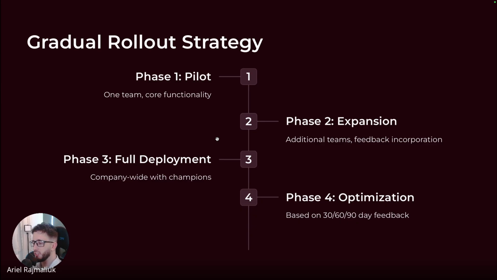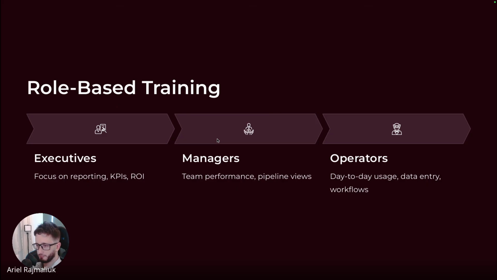There will always be a part of 30, 60, and 90 days where you will need to adjust, because what made sense in your discovery calls won't make sense anymore when you actually test it, or just because things change, right? So there's always an optimization phase.